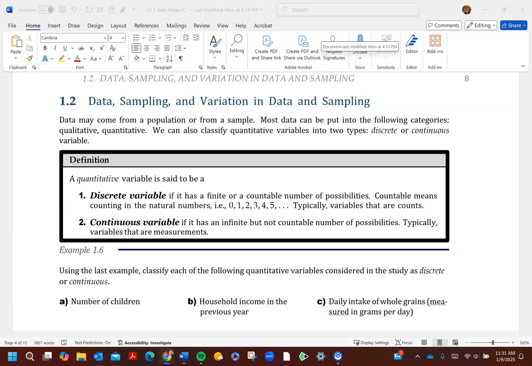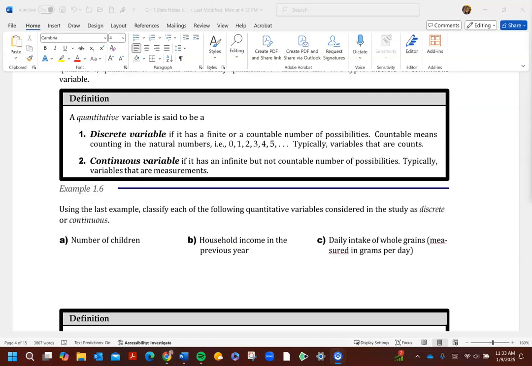Quantitative would have either discrete or continuous variables. Discrete are things you can count, so think of counting numbers, natural numbers. Continuous variables have an infinite but not countable number of possibilities, typically variables that are measurements, like the weight of something. Here's some examples that we'll look at to differentiate the two.